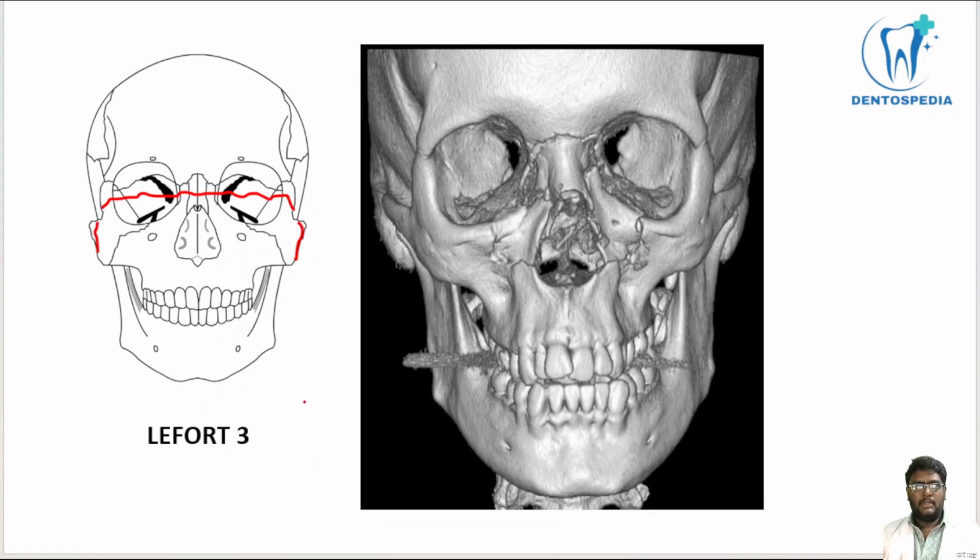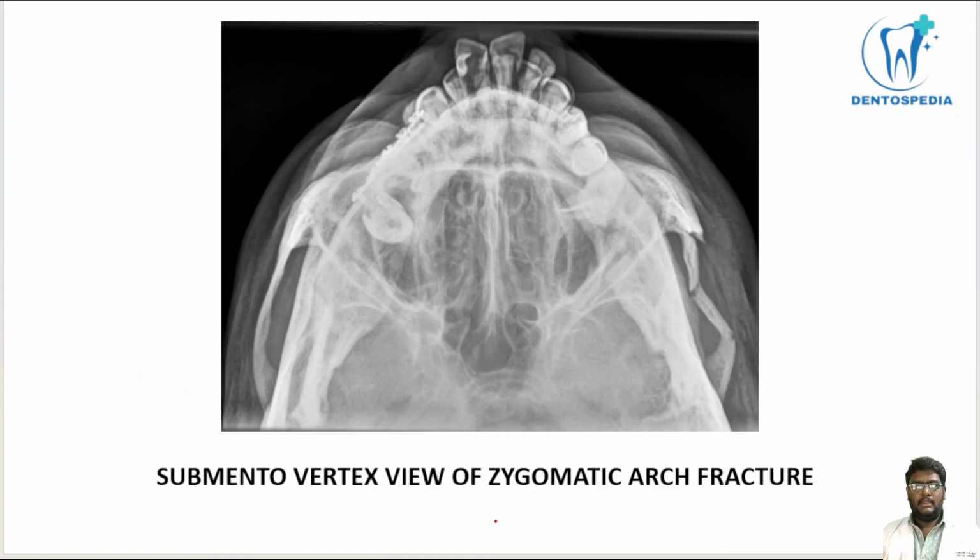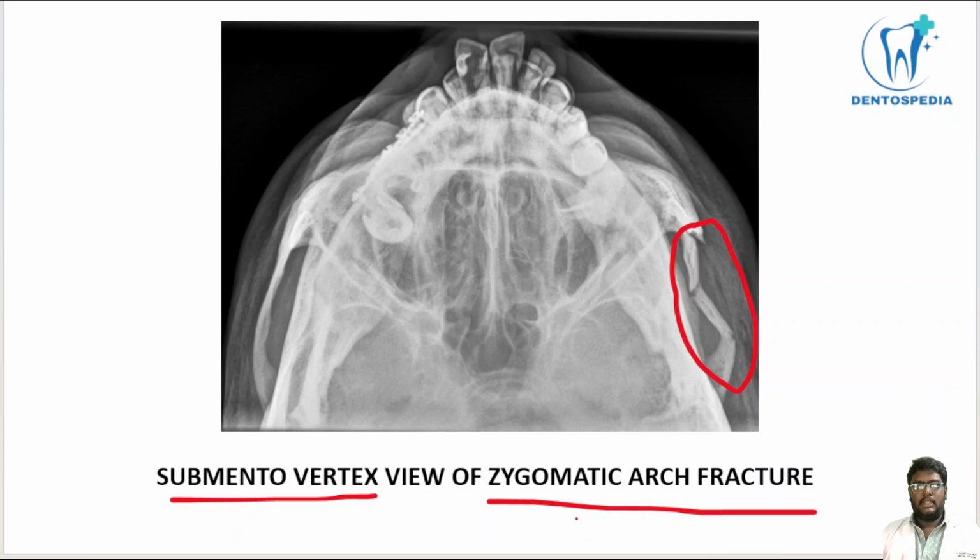And coming to the Le Fort 3, it is almost a top level fracture, where the fracture line runs above the maxilla and also involves orbital bones, nasal bones, zygomatic bones. Okay, it is more complicated when compared to Le Fort 1 and 2. And this is a submentovertex view of a zygomatic arch fracture. Here you can see the zygomatic arch fracture, and the submentovertex view is an ideal position for diagnosing these kinds of fractures.